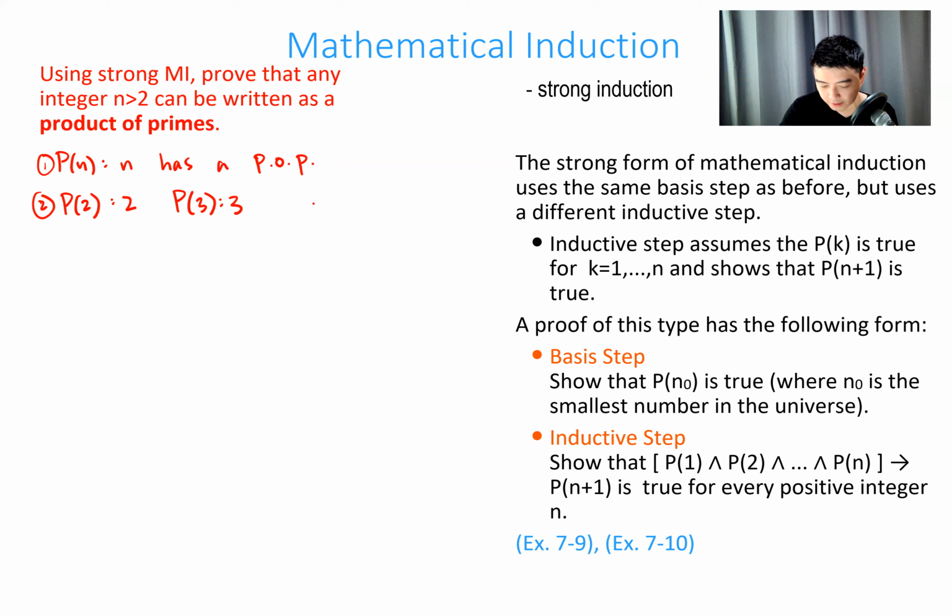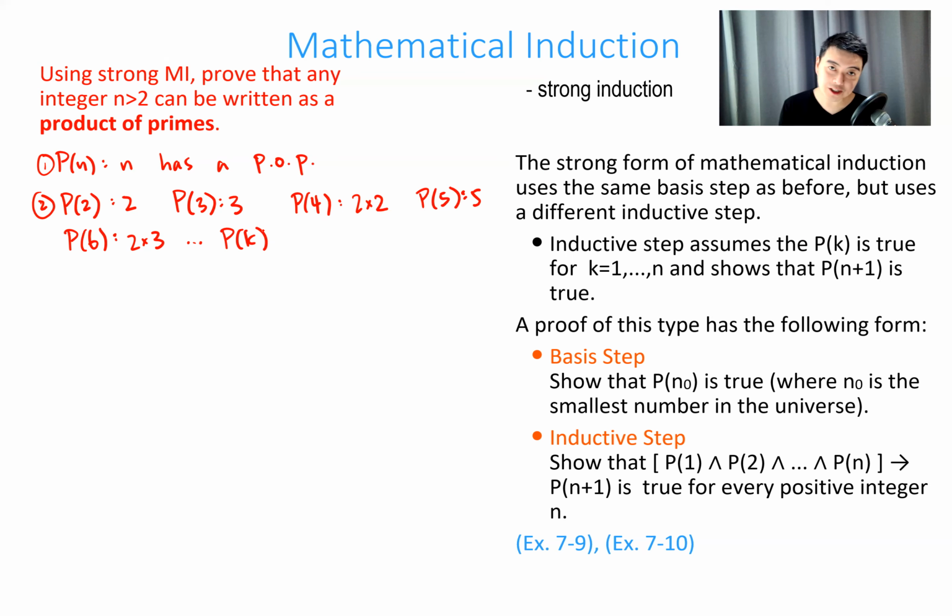It is just 3. What about 4? 4 has a product of primes. It's 2 times 2. What about 5? 5 is just 5. Let me do one more. What about 6? 6 is 2 times 3. So at least up to this point, I can make an argument that this is the true statement.